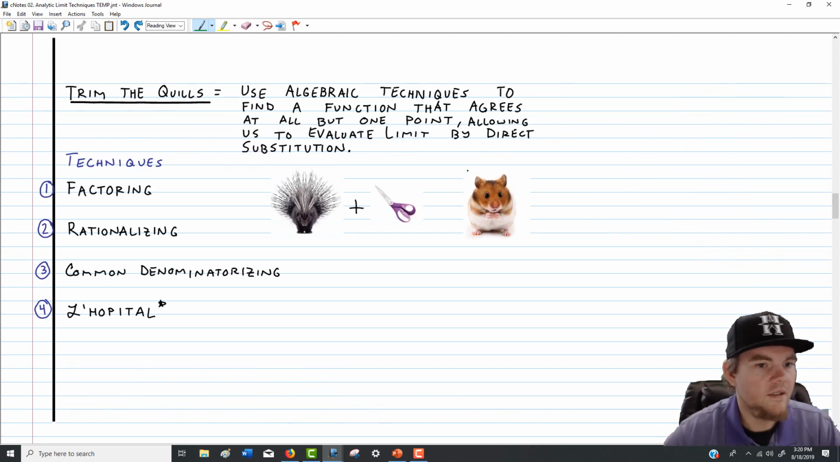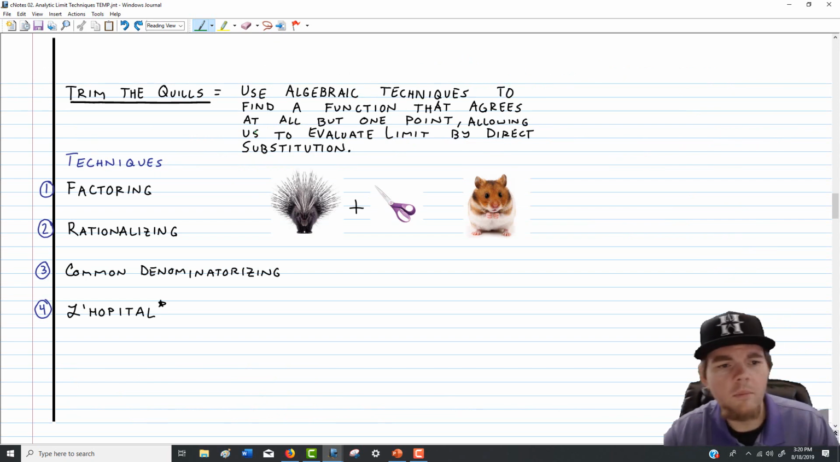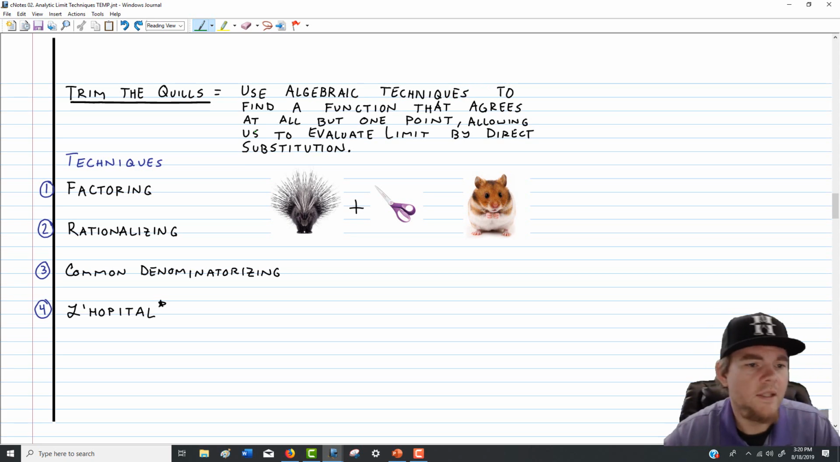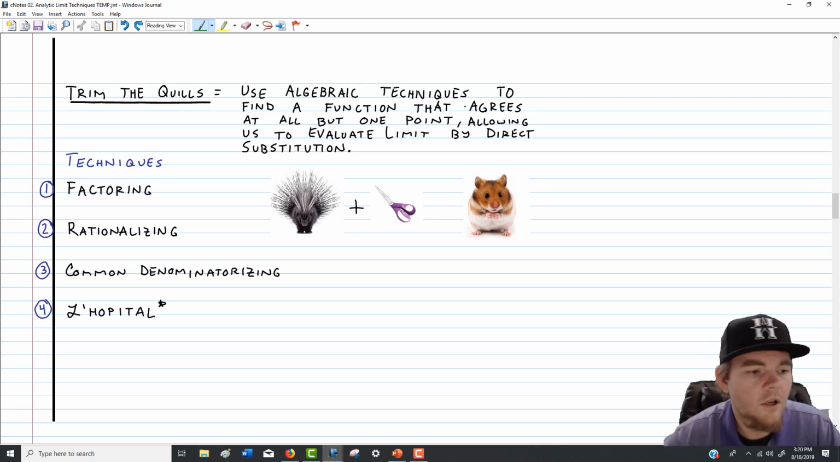Oh, this is the exact same thing we saw before. I guess this is a definition of trimming the quills. It's using the algebraic techniques to find a function that agrees at all but one point, allowing us to evaluate the limit by direct substitution. I don't think you need to write that down because it's the same thing we've been saying. It's just written out nicely, probably for the person that needs to go online to look at the lecture, since I've never recorded this lecture before. So just something to know. Doesn't even mention logging down there, so whatever. Let's look at the other technique though.